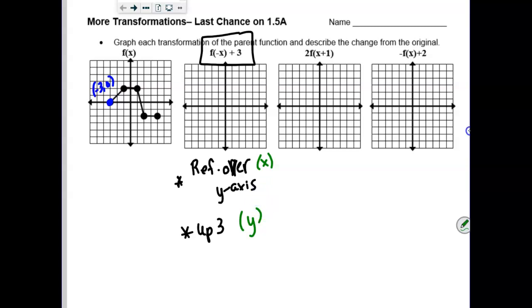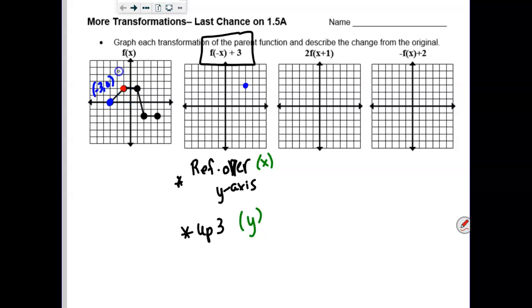So if I took -3, 0, pretend it's right here, and then I reflected it over the y-axis, now it's over here at 3, 0. And then I move everything up 3, and now we're at 3, 3. All right, so this blue point is up here now. And I'm going to do the same thing for each of the little vertex-looking things on this shape, because this is a funky little shape.